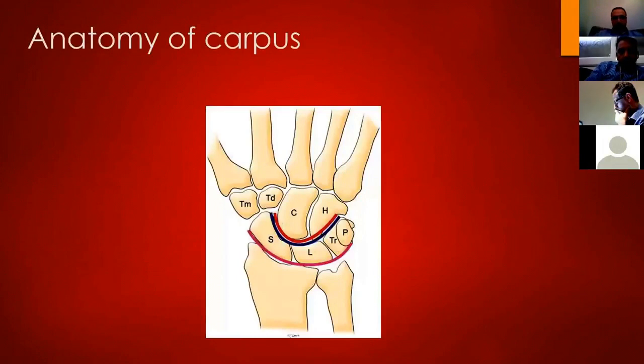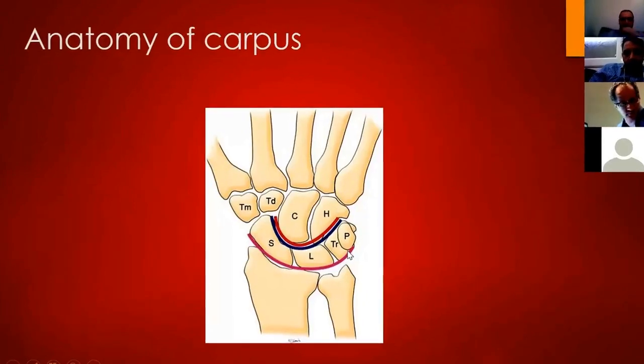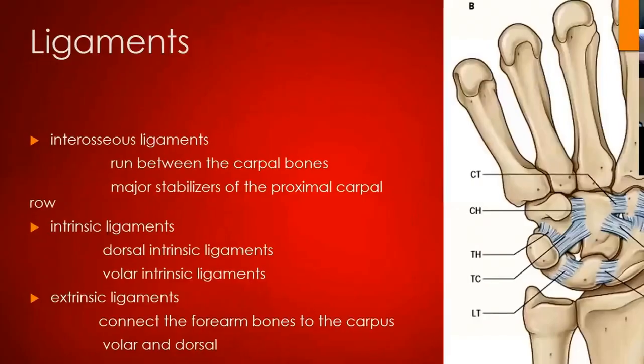So, anatomy of the carpus. Carpal bones are divided into the proximal and distal carpal rows, and each row has 4 bones. You already know that. On this diagram, this pink line shows the greater arc, and then the blue and red line show the lesser arc, because these injuries are divided according to these arcs.